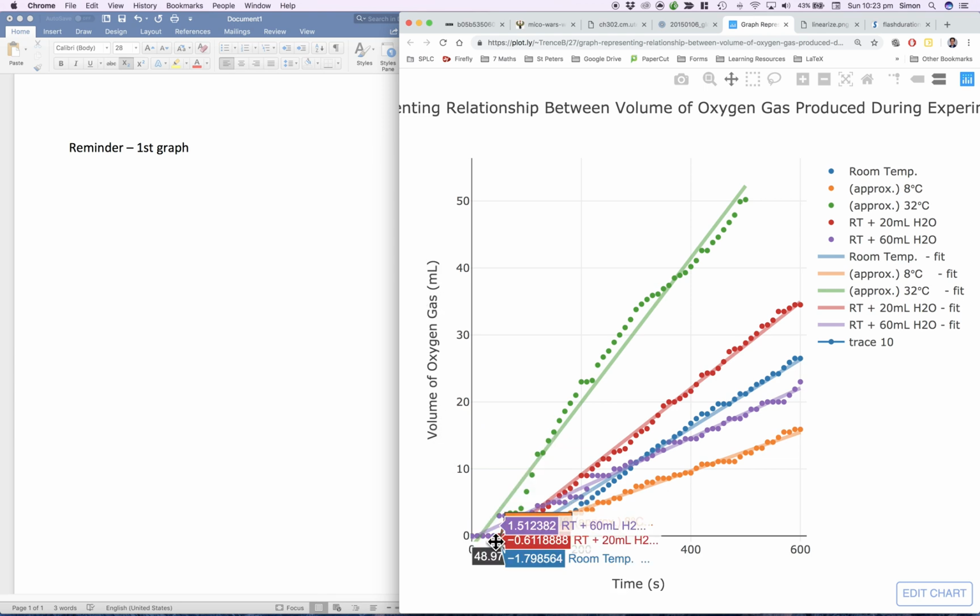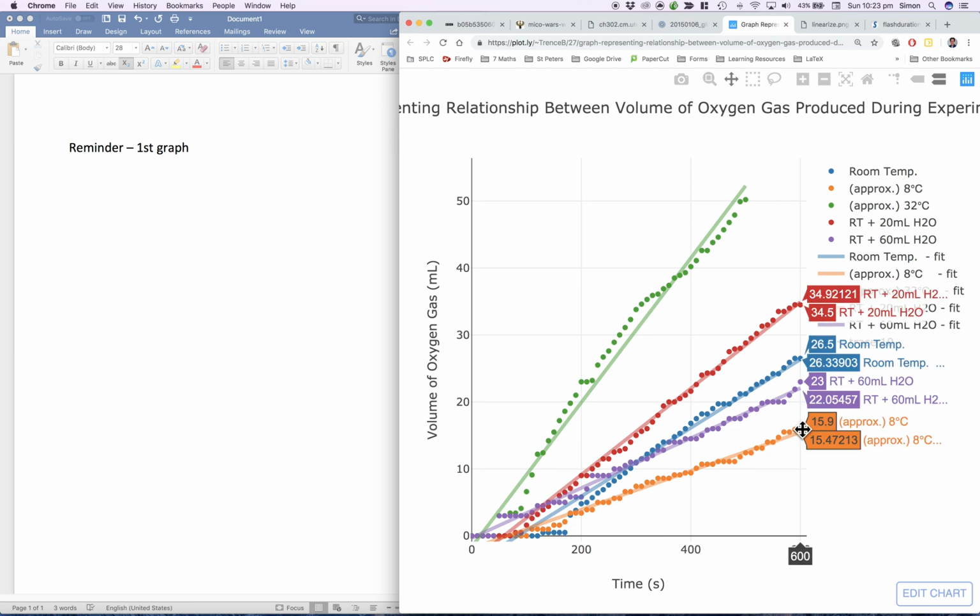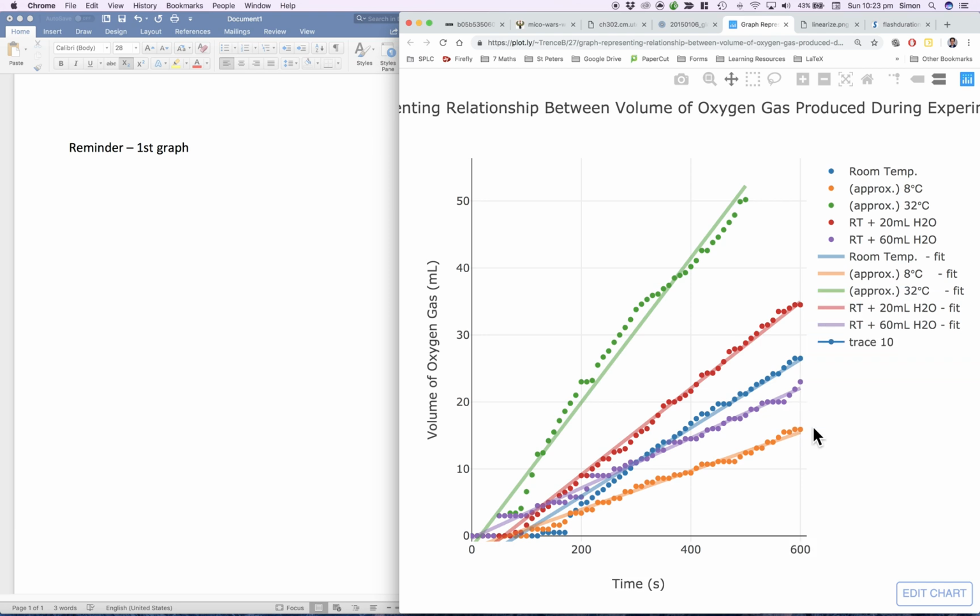the volume of oxygen gas climbs from 0 mils all the way up to, do they give us, let me mouse over it, 15.9. I'm reading it off my mouse here. 15.9. I'm also reading off of here as well to double check that that's lining up. So it goes from 0 mils of oxygen gas up to about 15 mils of oxygen gas.